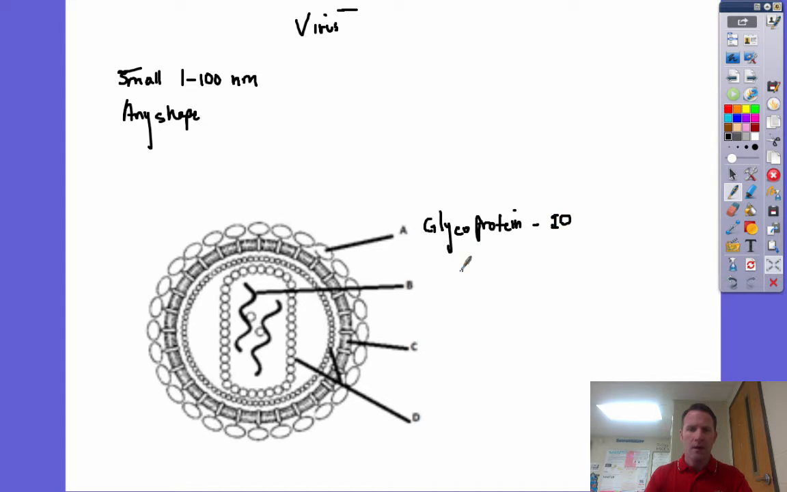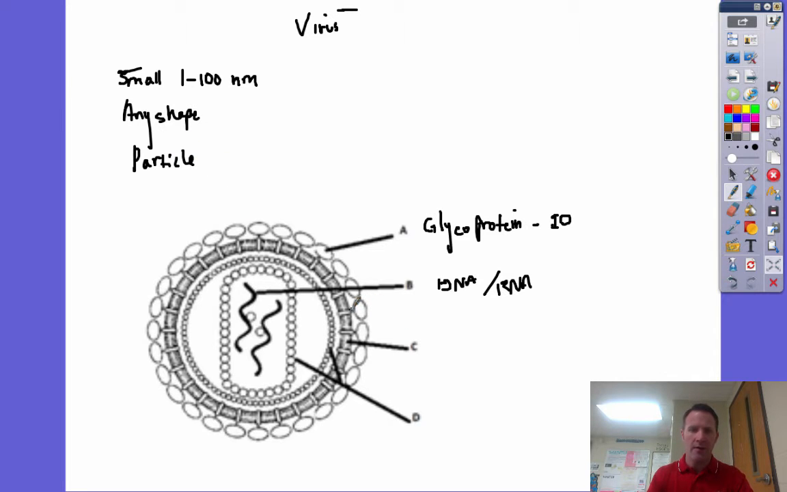Okay, it has DNA or RNA. So whatever genetic material that it has, some have DNA, some have RNA. That's found in the middle, but there is no nucleus. So it's just this particle. So a virus is a particle. It's not a cell.